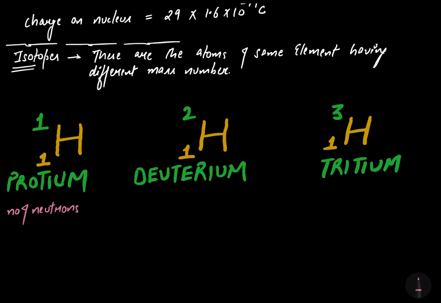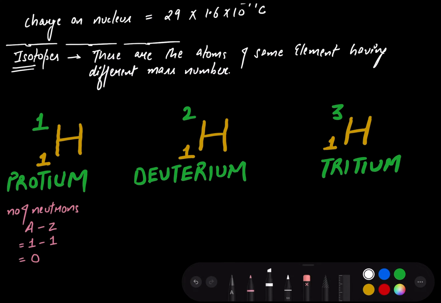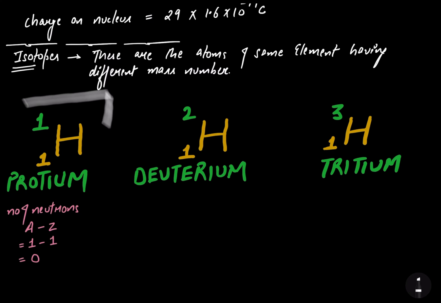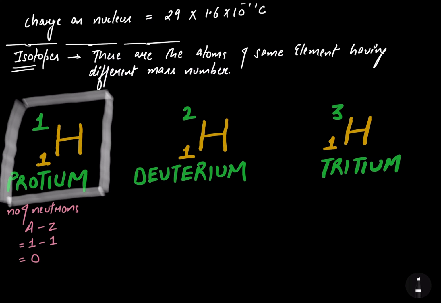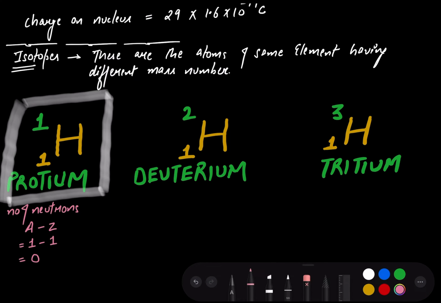In the first case, in case of protium, the number of neutrons will be, the formula is A minus Z. It comes out to be 1 minus 1 and it comes out to be 0. So it's a very important term that only protium is the element in the whole periodic table which does not have any neutron. So protium or hydrogen is the only element in the periodic table having 0 neutrons. Let's talk about the deuterium.